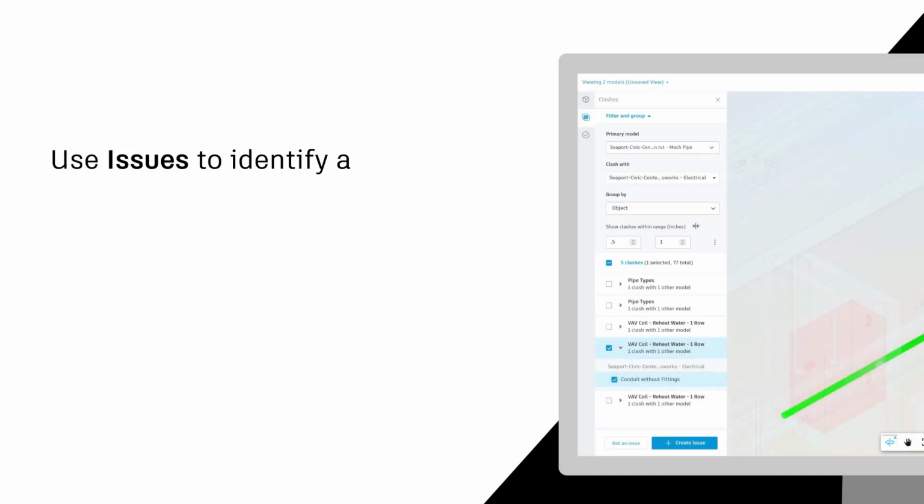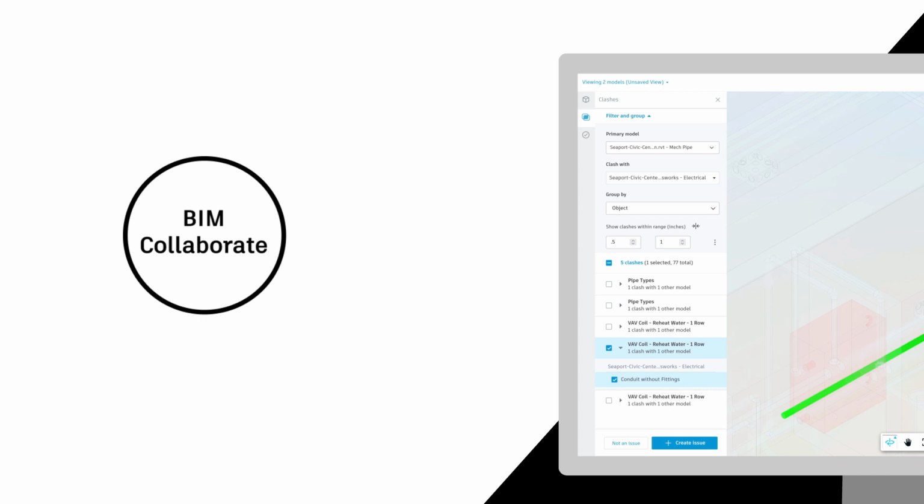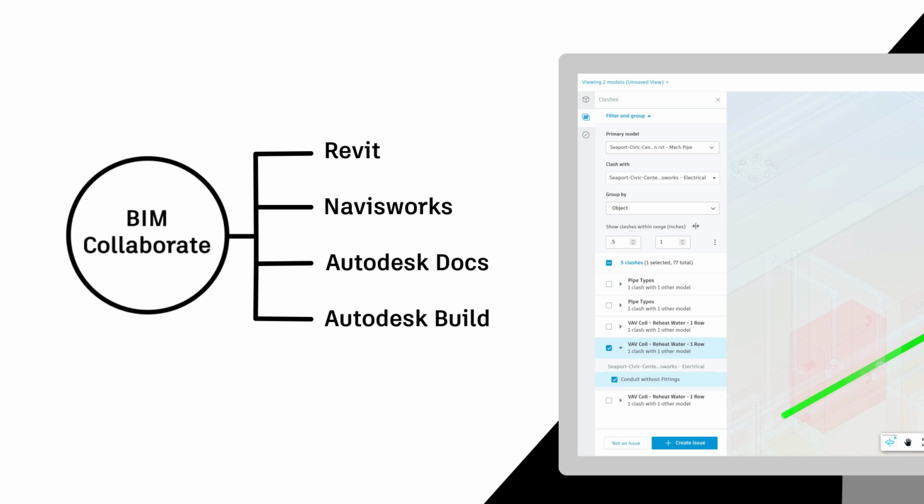Issues are used by teams to identify and communicate areas of concern or suggested improvements within project documents or models. Issues in BIM Collaborate extend to teams working in Revit, Navisworks, Autodesk Docs, and Autodesk Build.